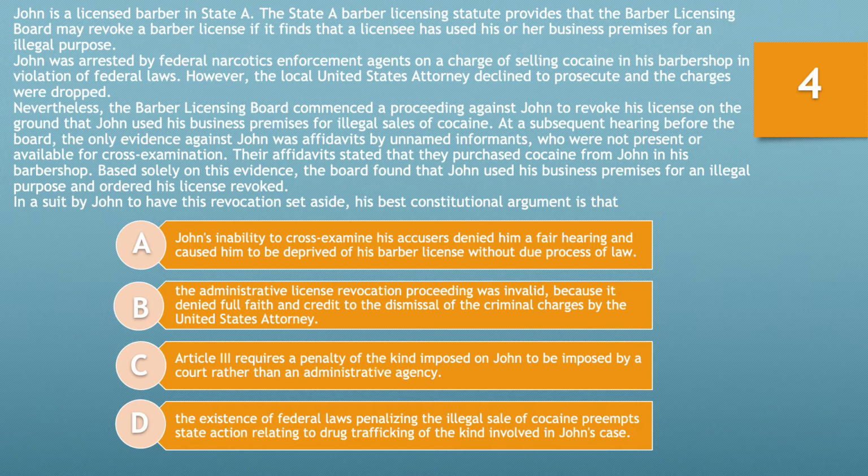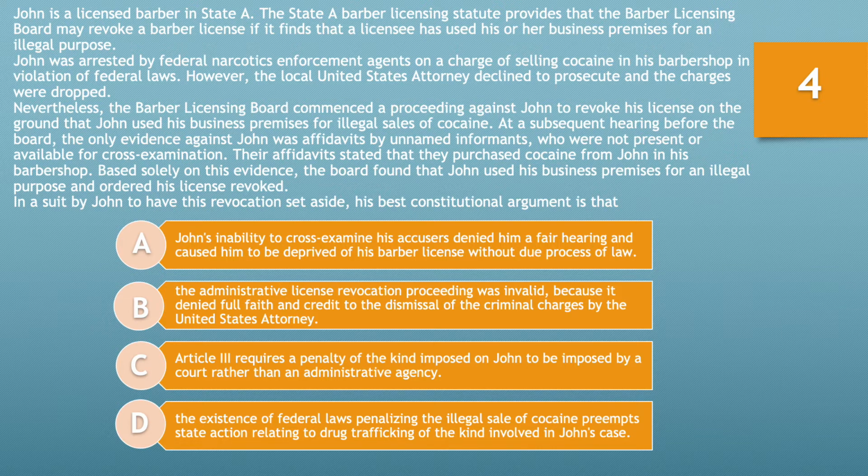Question number 4. John is a licensed barber in State A. The State A barber licensing statute provides that the barber licensing board may revoke a barber license if it finds that a licensee has used his or her business premises for an illegal purpose. John was arrested by federal narcotics enforcement agents on a charge of selling cocaine in his barbershop in violation of federal laws. However, the local United States attorney declined to prosecute and the charges were dropped. Nevertheless, the Barber Licensing Board commenced a proceeding against John to revoke his license on the ground that John used his business premises for illegal purposes in the sale of cocaine.